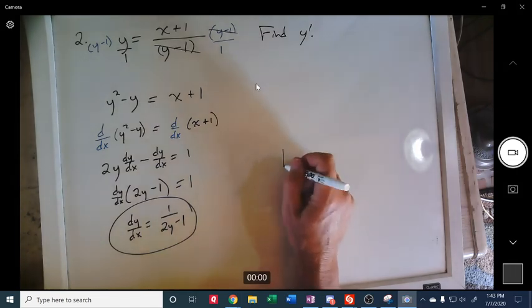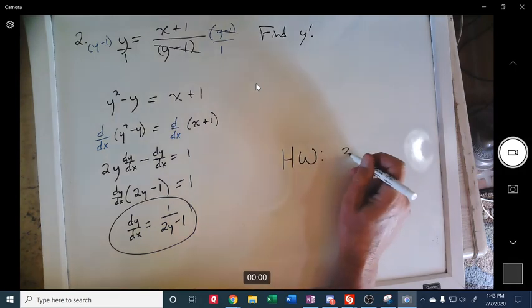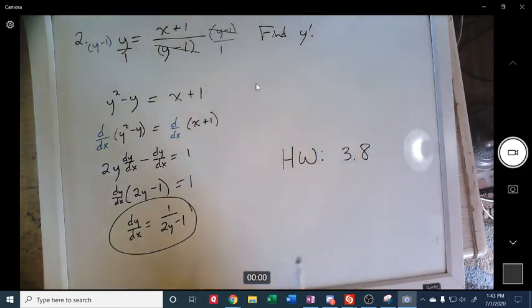So the homework is 3.8, implicit differentiation. And I'll spot check that tomorrow. And let me just quickly look on our schedule. Nothing special on our schedule.